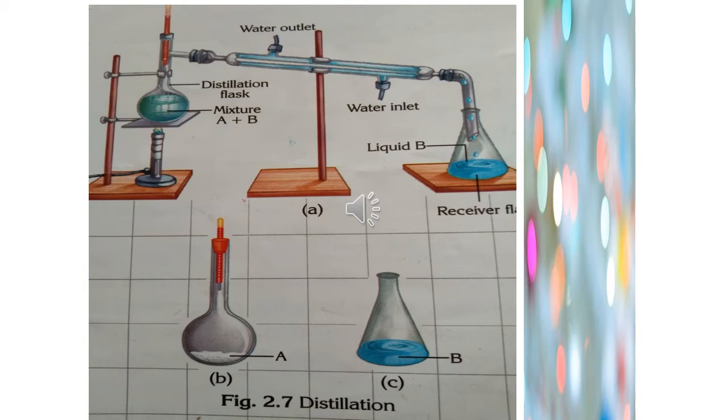Okay, children. So we could separate salt. We can separate the salt from water. Yes or no? This is the process. This process is called distillation. We can separate sodium chloride from water by using this process. Okay, children, we will see the next.